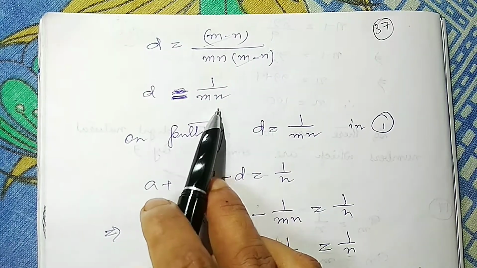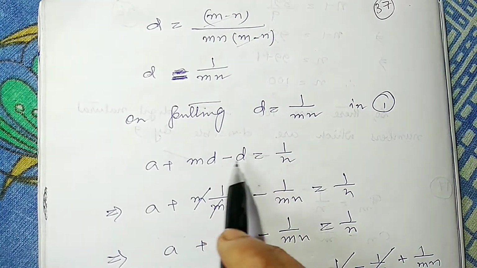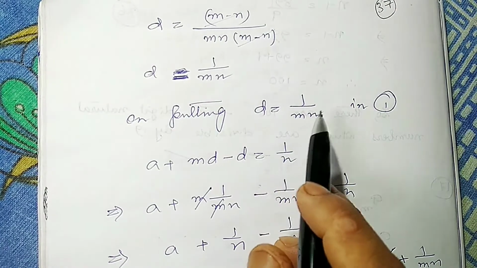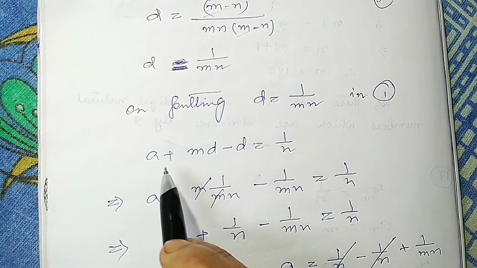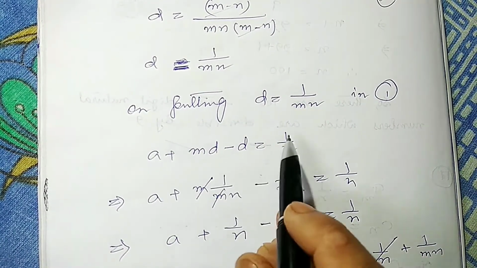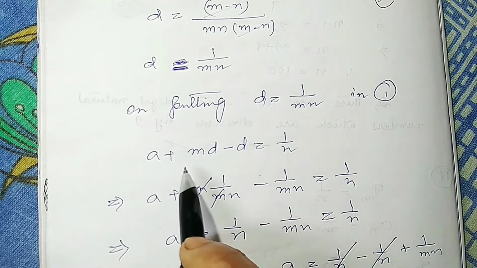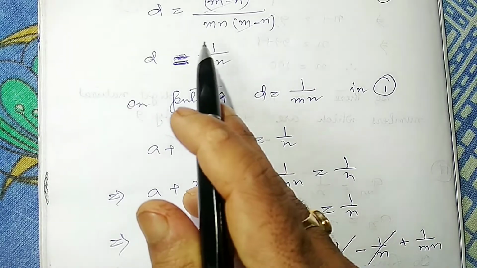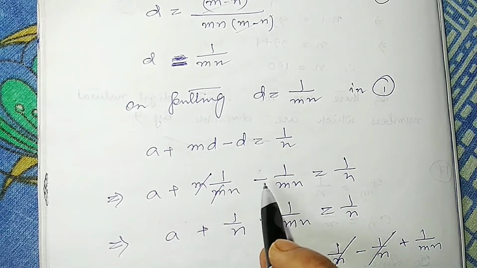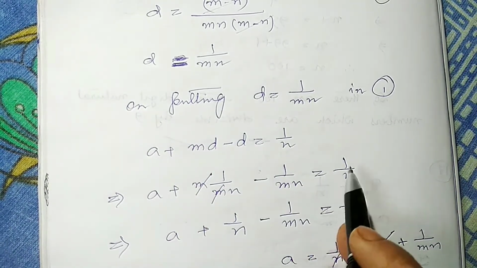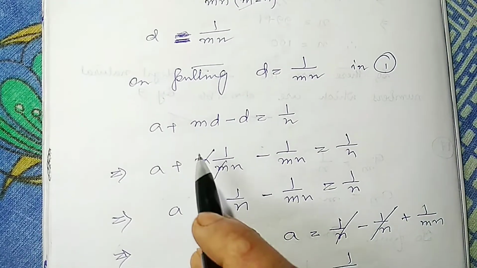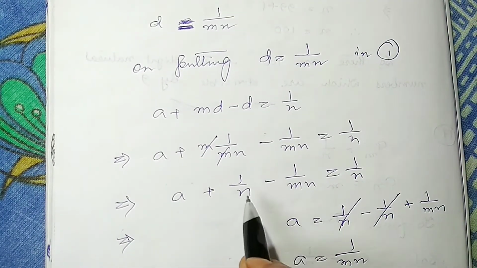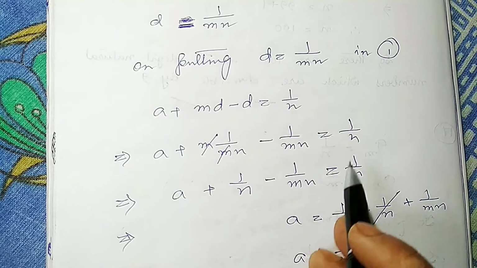Now if I replace the value of d, that is 1 by mn, in the first equation, I am going to get a plus md minus d is 1 by n. This is our equation number 1. Now a plus m, instead of d, I am going to write 1 by mn, minus d is 1 by mn, equals 1 by n. This m cancels. A plus 1 by n minus 1 by mn equals 1 by n.